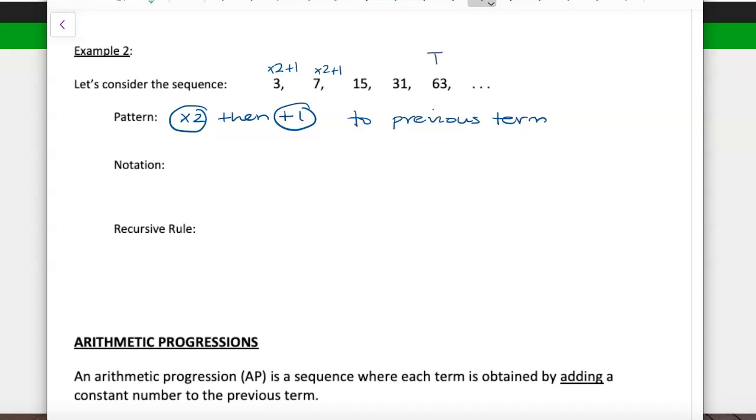So we've got the first 5 terms. To find term 6, I would simply say 63 times 2, then plus 1. And that would give us our value of 127.